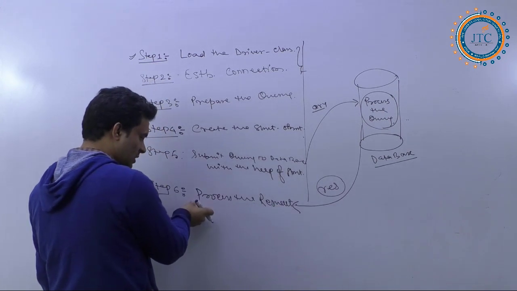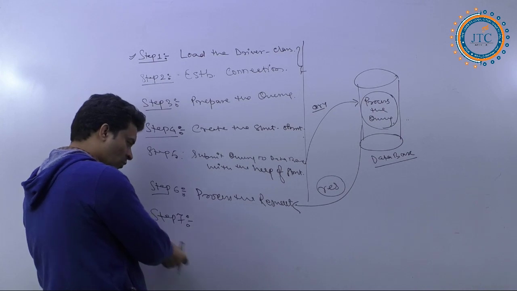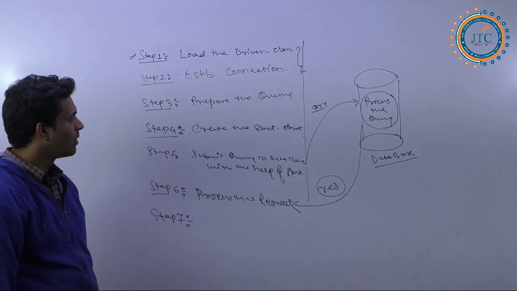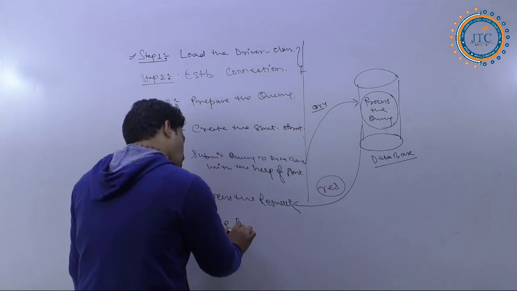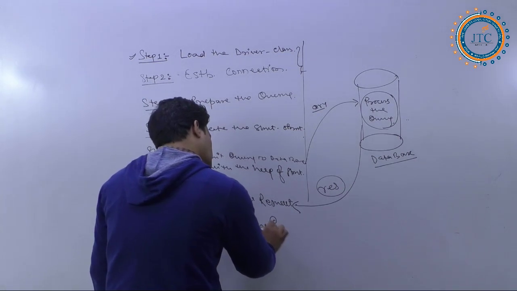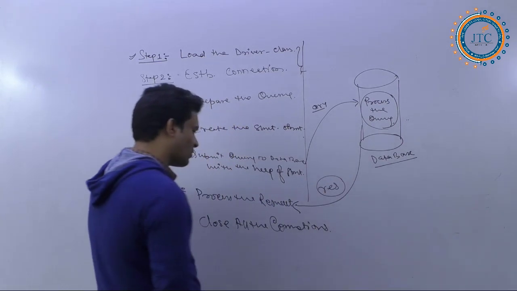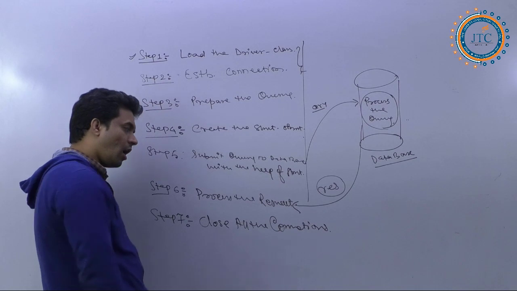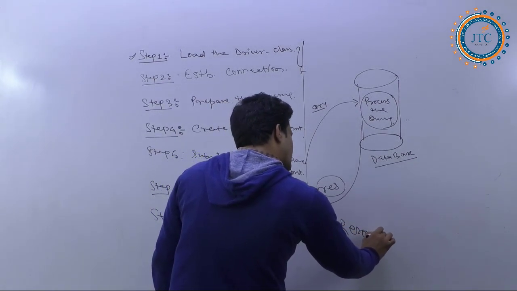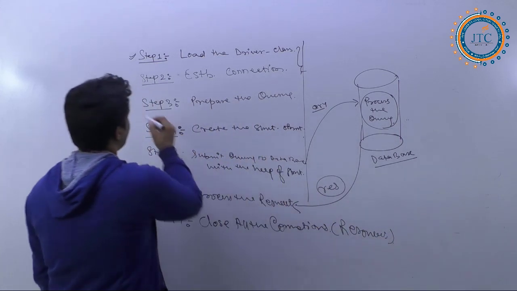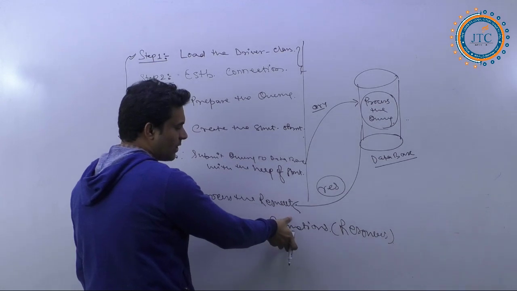After processing this result, in step number 7, what do I want to do here? Now close all the connections, or in another form, resources. Whatever resources we have used from step 1 to step 6, close all those resources here.